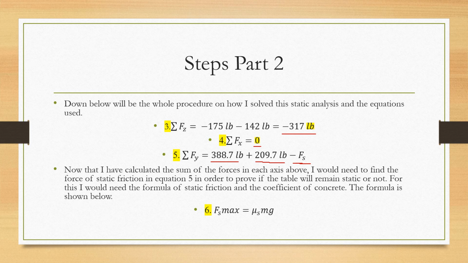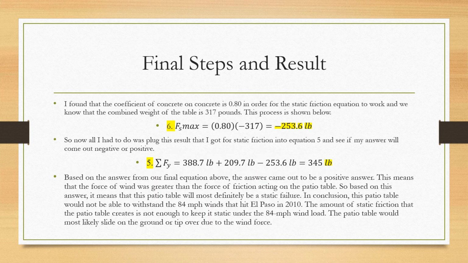So in order to find the force of static friction in equation 5, to prove that the table will remain static, I will need the formula for static friction and the coefficient of concrete, which is the formula right here for static friction. The coefficient of concrete on concrete in a dry condition will be 0.80. So you will plug that value into your equation times the weight of the table and you get this negative value of negative 253.6. Plugging that value into our sum of the forces on the y, once I added up everything, I got a positive value of 345 pounds.